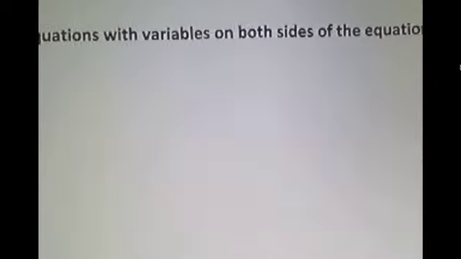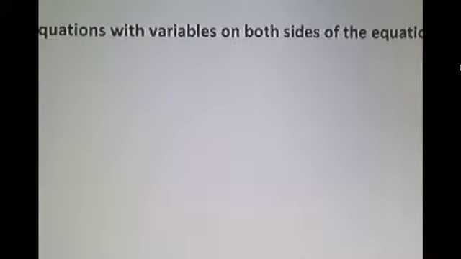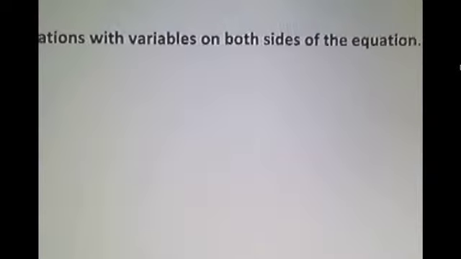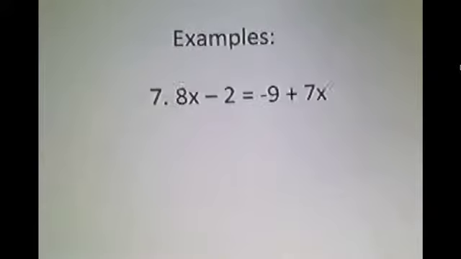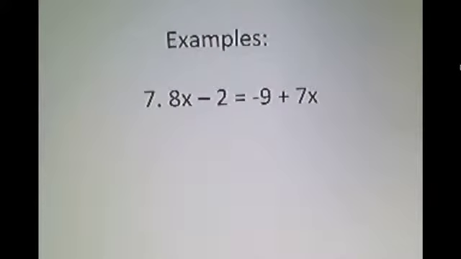Adding a little bit of difficulty to our equations, we're going to have variables on both sides of the equation. It's not as straightforward as just working backwards through the order of operations. Before we can do that, we have to get all of the unknown variables or combine like terms. So we're going to have to make sure that all of our variables are on one side of the equation.